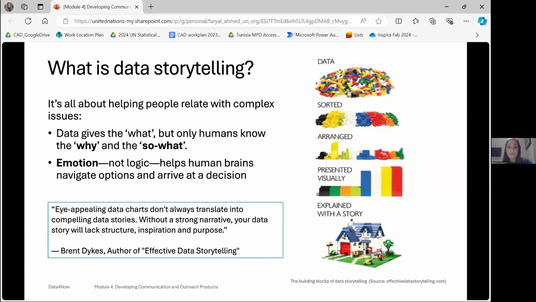So of course it's important to explain the data and explore raw data, but the data can give only the what, but only humans can know the why and the so what behind the data. So good charts are okay to present the information and help the audience understand it, but not always do these charts translate into compelling data stories. So we have to, as I said, complement the visual with a strong narrative. And in this way, we can explain to the audience why this data matters.